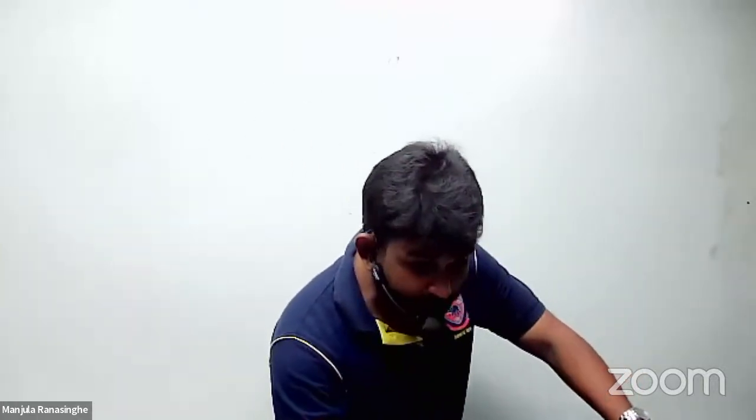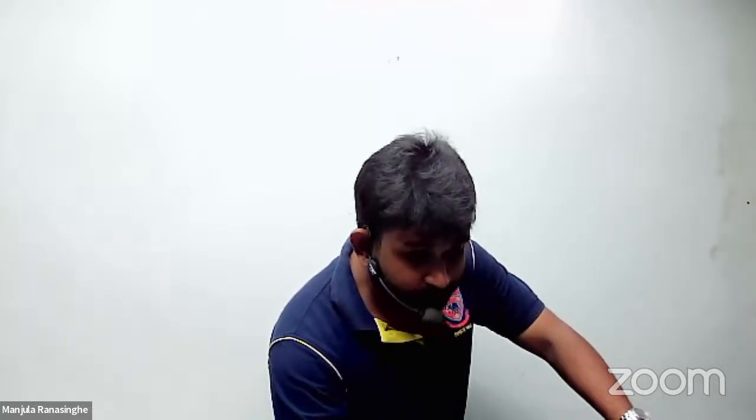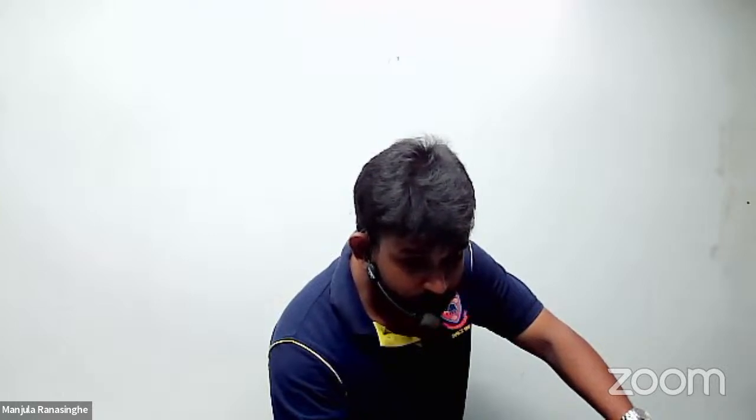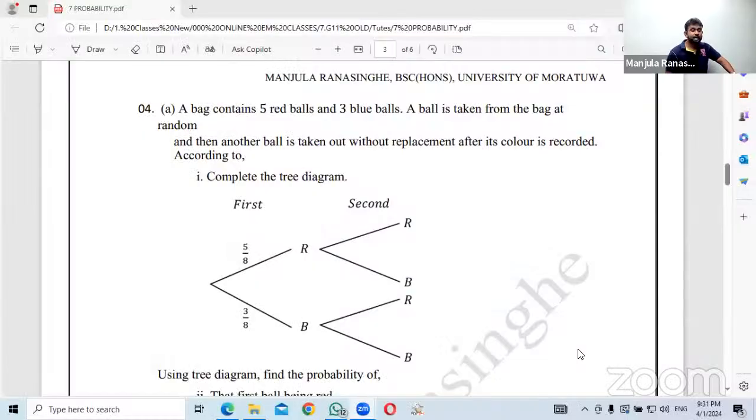Right. So now we are moving to question number 4. So I can show you the question. A bag contains 5 red balls and 3 blue balls. Right. A ball is taken from the bag at random, and then another ball is taken out without replacement.